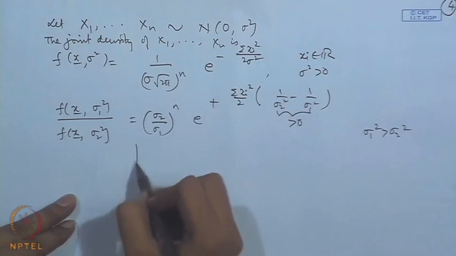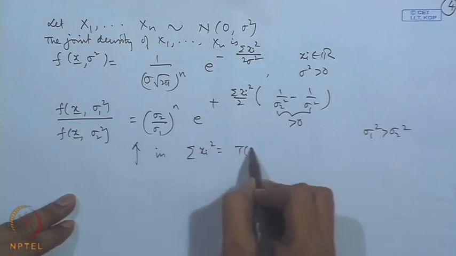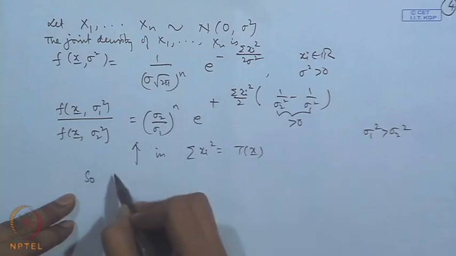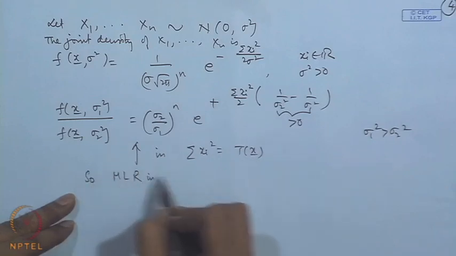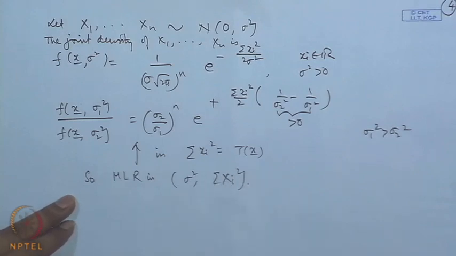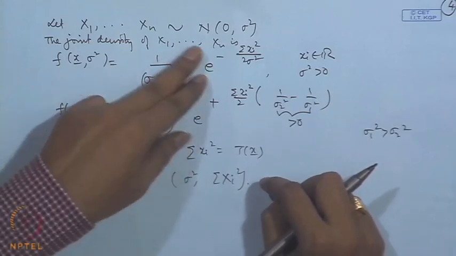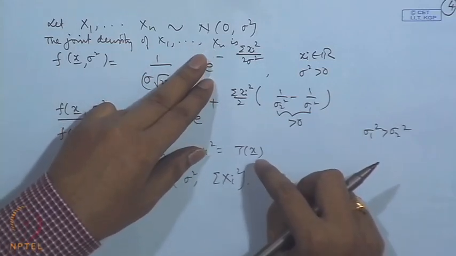So, this is increasing in sigma x_i square, that we will call T(x). So, this family has monotone likelihood ratio in sigma square and sigma x_i square. Now, this T(x) has a special role. When we derive the uniformly most powerful test, you will see that the test will depend upon this itself.